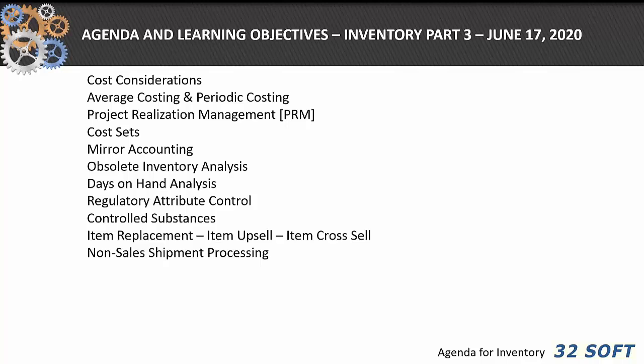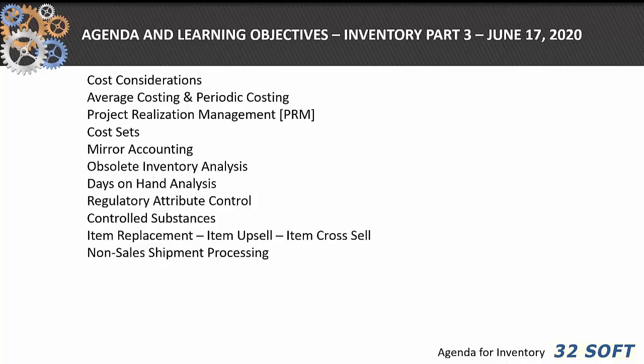So today we're going to start off with some discussions of cost considerations in inventory. We're going to talk about average and period costing. We'll talk about PRM, cost sets, mirror accounting, and then we'll cover some new functionality, a little bit new, the obsolescence or obsolete inventory analysis tool and the days on hand analysis tool.